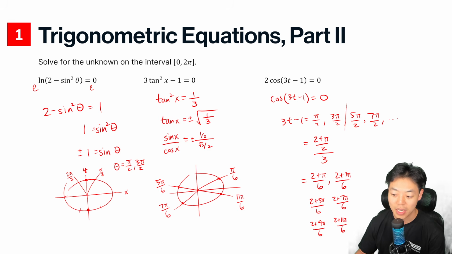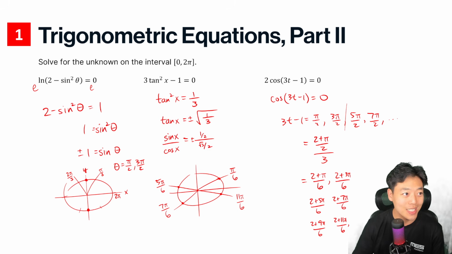And let's check this last one. 11 pi is 33, plus 2 is 35, and 35 divided by 6 is almost 6. If you look at 2 pi, that is a little bit greater than 6, so we know that after this one, we can stop.